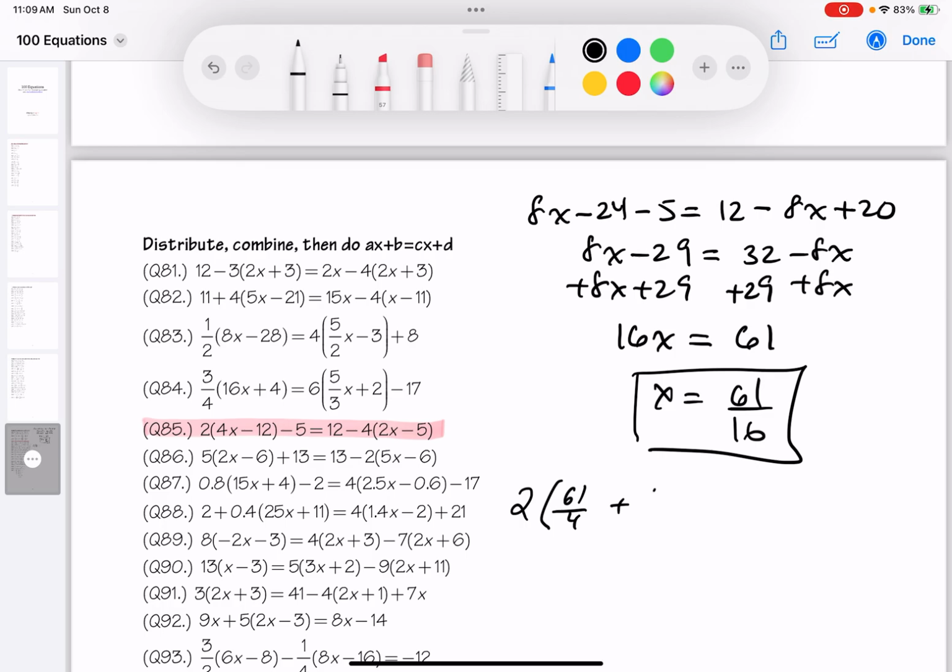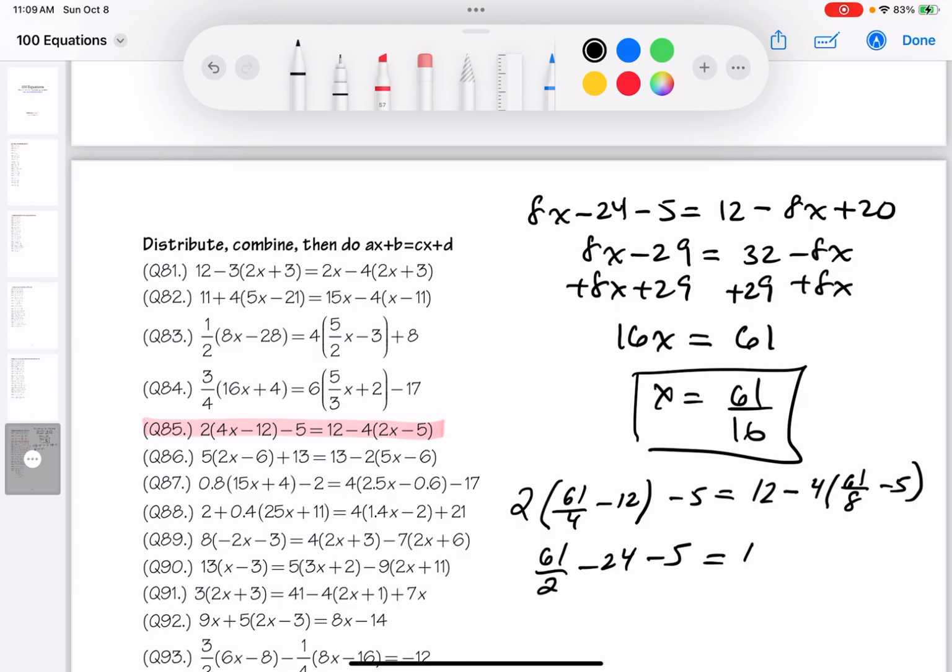Plus, not plus, sorry about that. Minus 12. We'll do that later, by the way. Minus 5 equals 12 minus 4. And 2 times that number is going to be 61 eighths. And then minus 5. Well, let's do this. What do you get? Well, you can get 61 halves minus 24 minus 5.